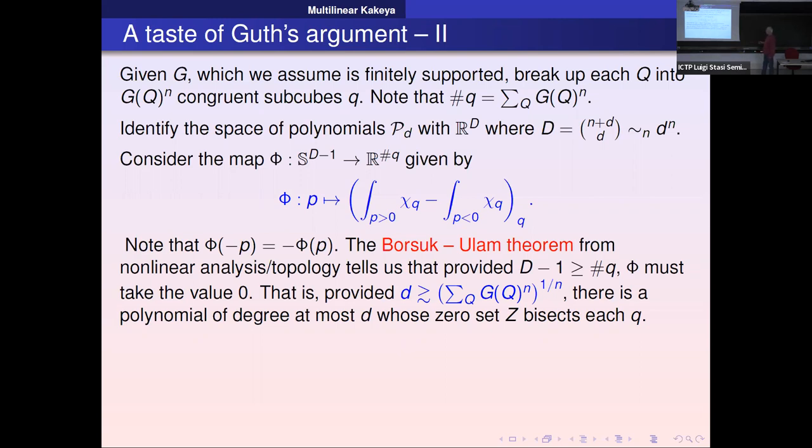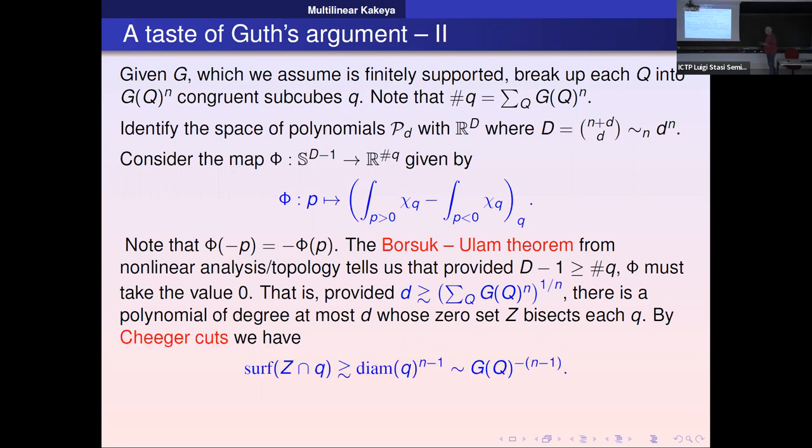So that means that provided the parameter little d is at least as big as the little l-norm of the g's, then there's a polynomial of degree d whose zero set Z bisects each Q. Because phi of something being zero means that the amount of mass on the two halves is equal. And then because these cubes are nice cubes, by Cheeger cuts, the surface area of the place where the cut takes place is large.